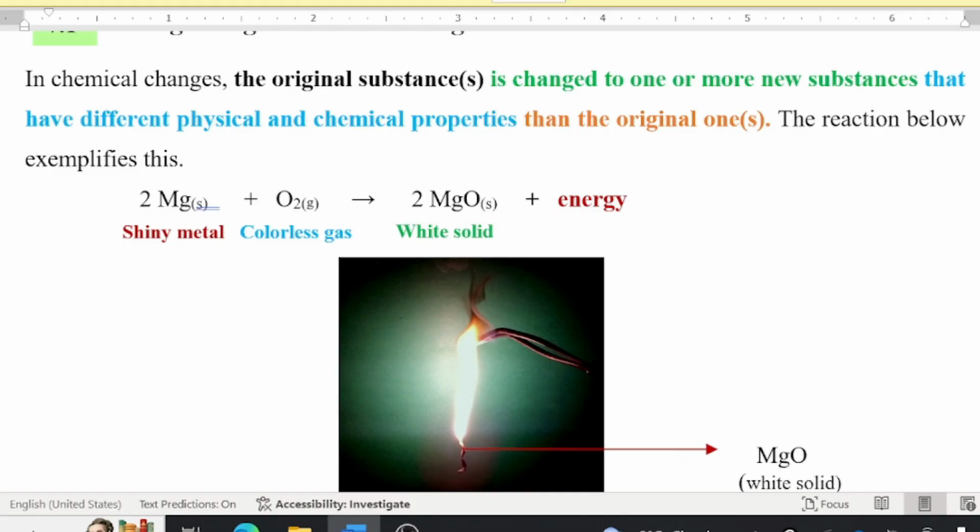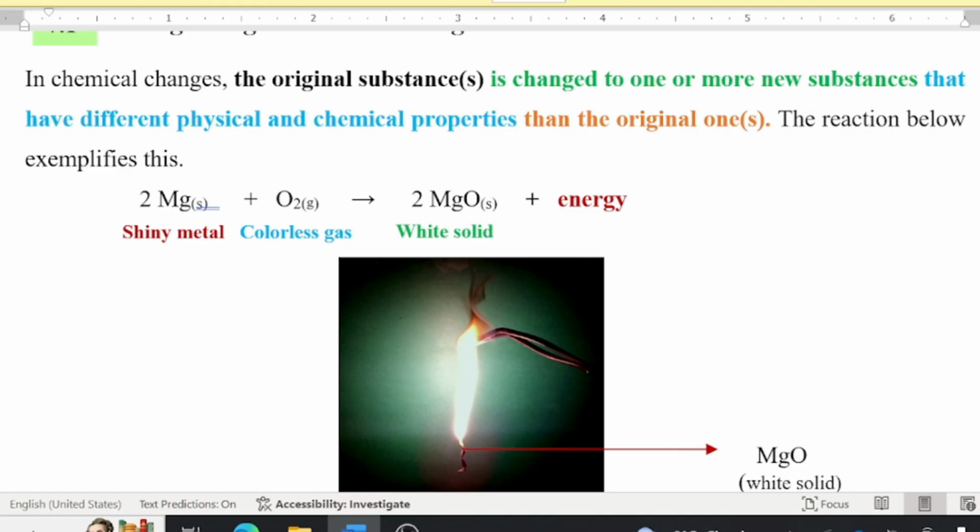So this is a shiny metal. This is oxygen from the air, and this is a white solid. So right away you can see the change in physical properties. This is a metal, a solid. This is also a solid, but this is shiny and that is white. There's a colorless gas here.